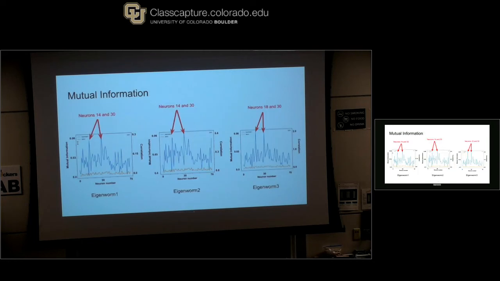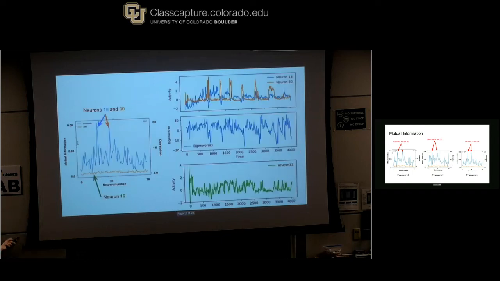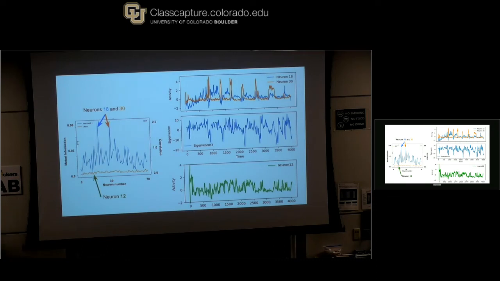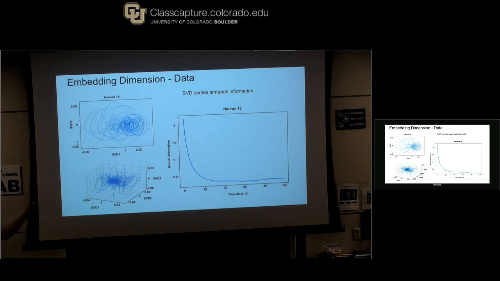Given the time traces, you can take, for example, a neuron and compute the mutual information with one of the eigenworms. So this is each eigenworm computed against every neuron. The key thing to get out here is that there are a few spikes. For example, for eigenworm 3, which I'll show in the next slide, neurons 18 and 30 have the largest spike in mutual information. If you look at the actual time traces, you find that whenever eigenworm 3 drops, there's a spike or a drop in neuron 18 or 30. If you look at neuron 12, which is the lowest point here, it looks just noisy, with no correlation. Okay, this slide we can skip.